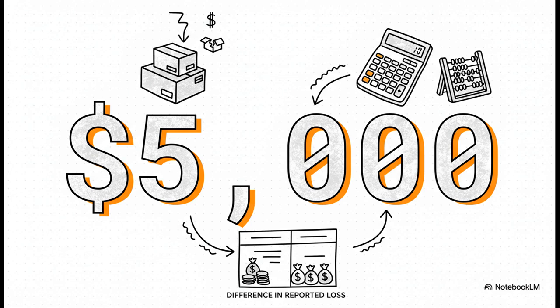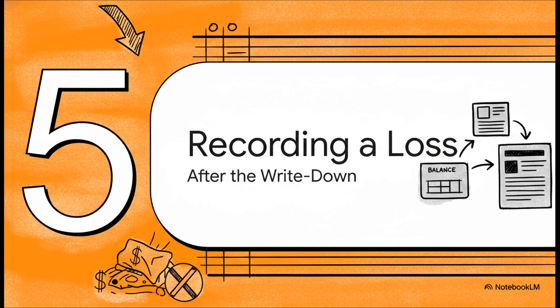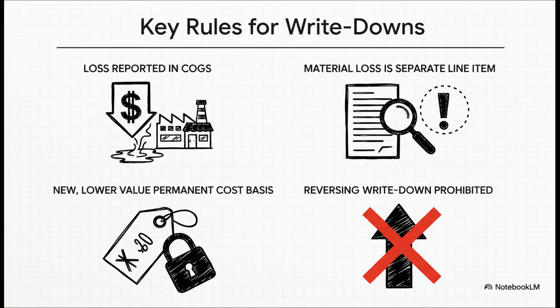So the company has done the math, and they've figured out the size of the write-down. What happens next? I mean, how does this actually show up on the books? Well, there are a few key rules here. Typically, the loss just gets rolled into the cost of goods sold, but if it's a really big, material amount, it has to be broken out as its own separate line item so investors can see it clearly. But the most important rule of all is that this new, lower value is now the inventory's permanent cost basis, and you absolutely cannot reverse the write-down later on, even if the item's value magically bounces back.